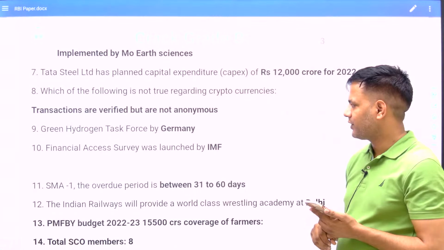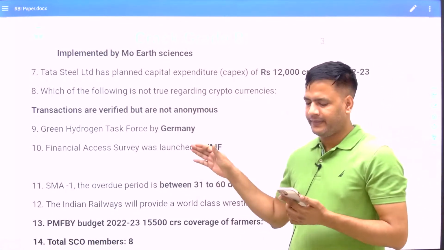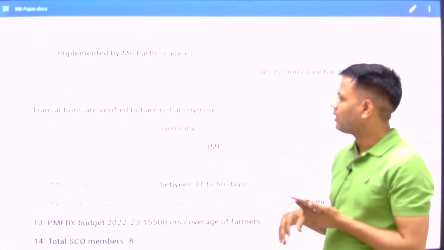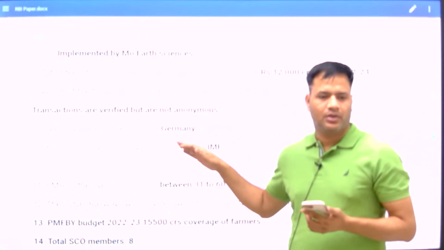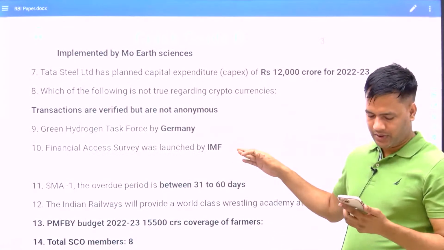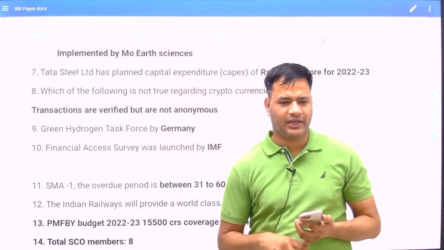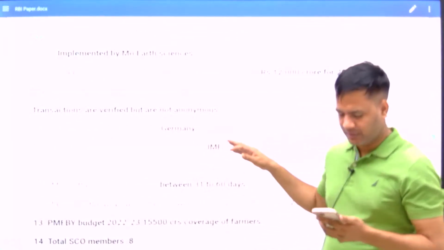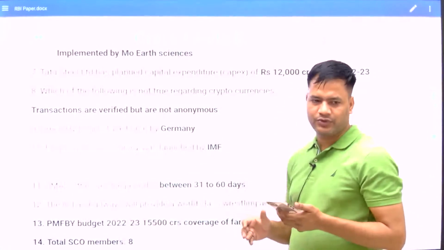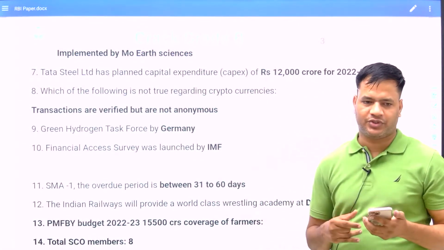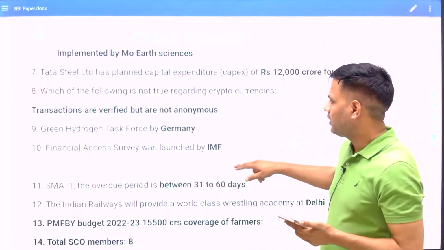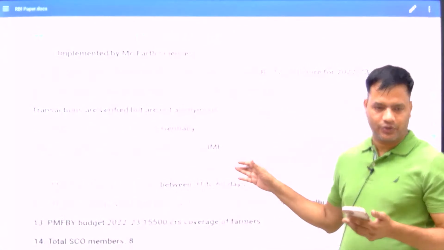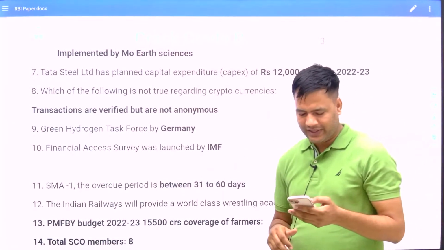Next is the Green Hydrogen Task Force. This was recent in the news. India has signed an agreement on the Green Hydrogen Task Force with which country? So this is Germany. The question may vary, as these are memory-based questions. Then: this Financial Access Survey was launched by? Some questions are very easy.